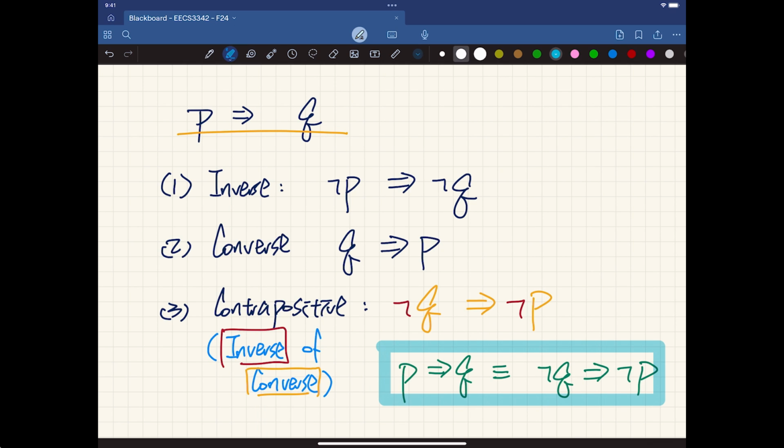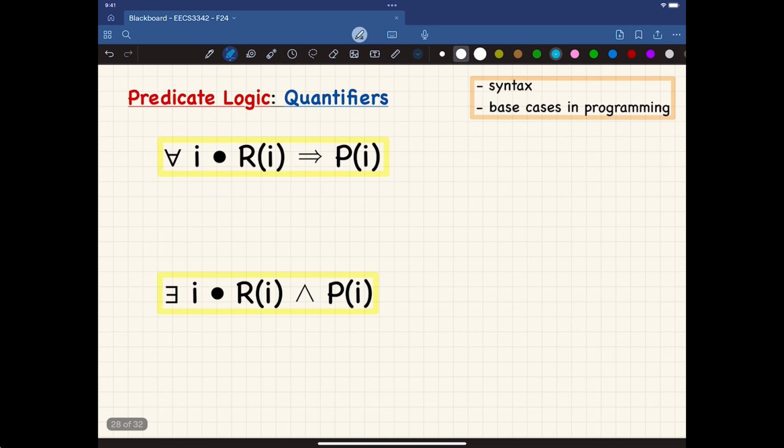I will use 10 minutes or less to talk briefly about universal and existential quantification just on the paper, and then I'll go over some slides on Tuesday. That'll be the plan, and then we're done.